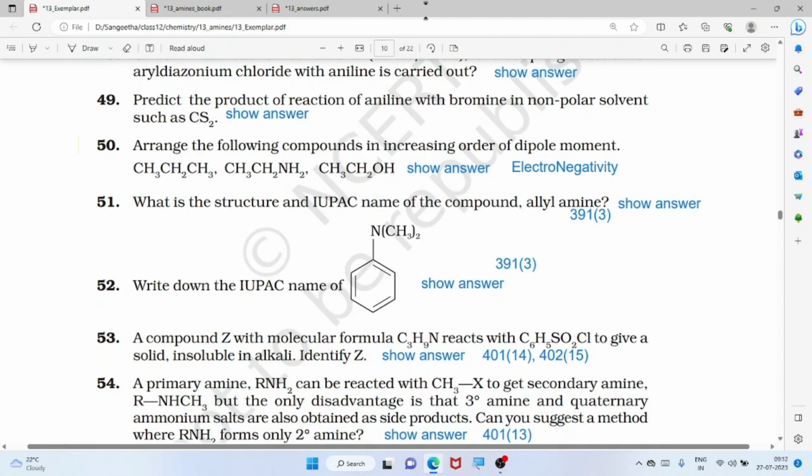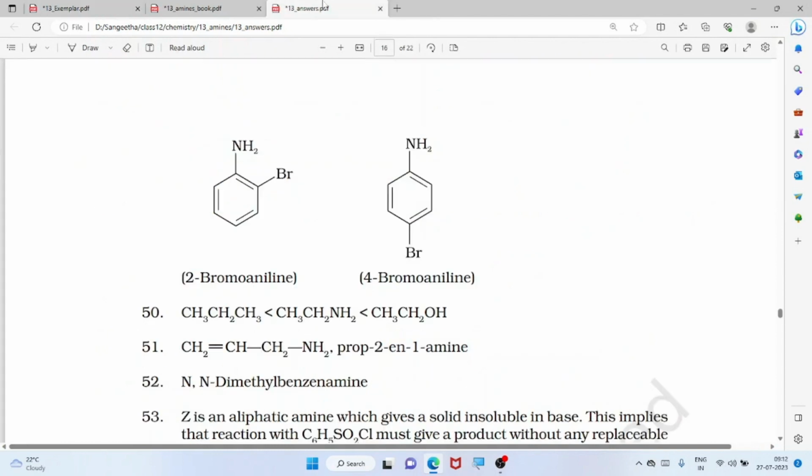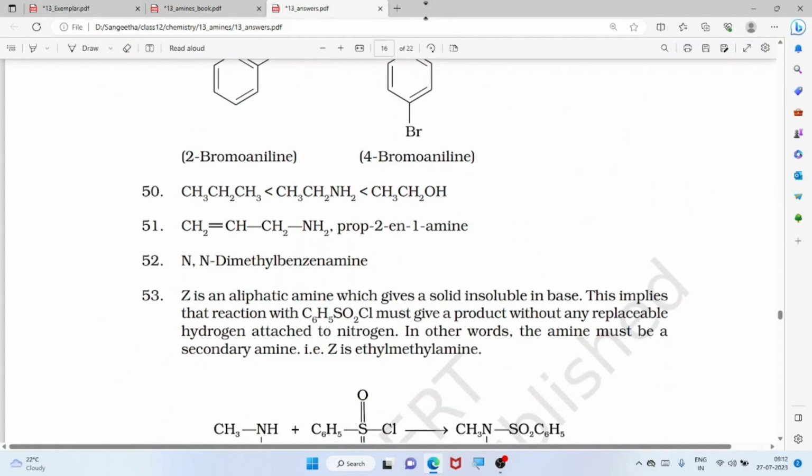Arrange the following compounds in increasing order of dipole moment. The electronegativity decides the dipole moment. Okay, this will have more dipole moment than anything else. Okay, 50. So this OH will have more dipole moment than this. OH, then NH, then CH.